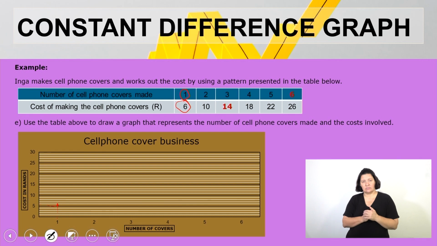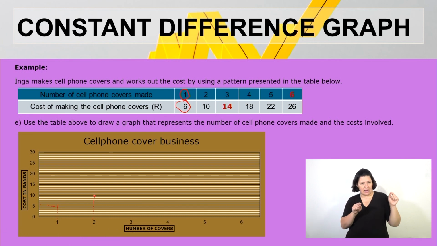And then if 2 cell phones are made, it will be 10 rand here. That will be our 10 rand. If 3 cell phones are made, it will cost Inga 14 rand. So 14 rand will just be that line, just under 15 rand over there. I hope you are also doing this with me, guys.